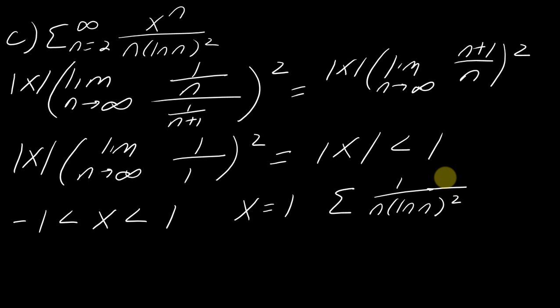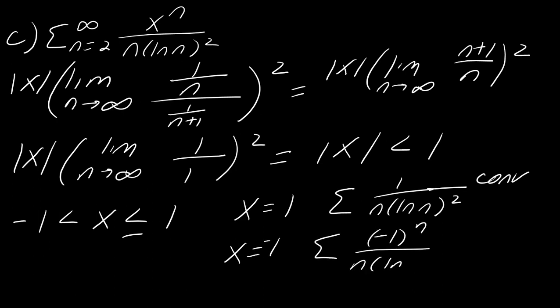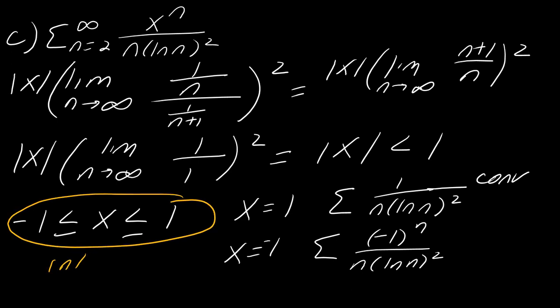Since this series converges, I can include the 1 in my interval. Since this converges, if I put in negative 1 to the n, this will converge absolutely. If I take the absolute value of this, I know that since this series converges, this series converges. So these both converge, and so here is my interval of convergence.